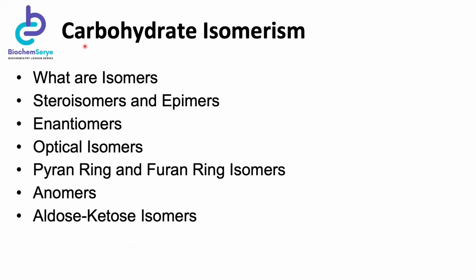This is how we're going to discuss carbohydrate isomerism. We're going to start by defining what isomers are, then going into the different types of isomerism. First, we'll discuss what stereoisomers and epimers are, followed by discussing enantiomers and differentiating them from optical isomers. Then we'll proceed to discuss the pyran ring and furan ring isomers, leading to the anomers discussion, and we'll end up with aldose-ketose isomers.